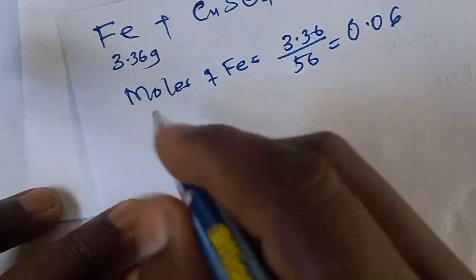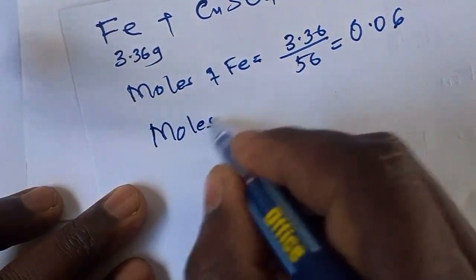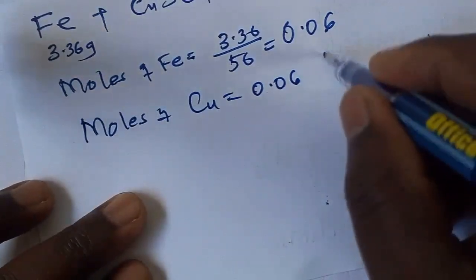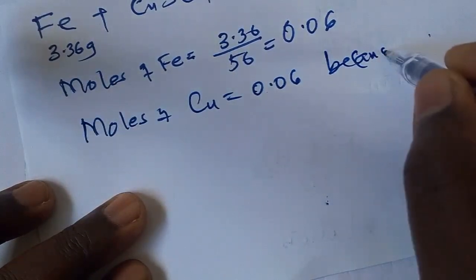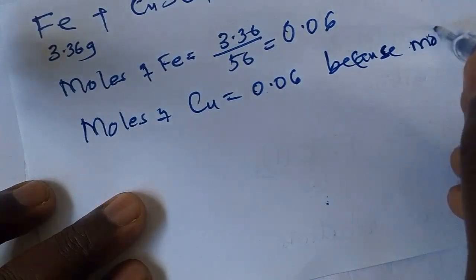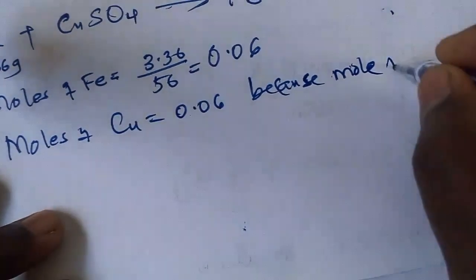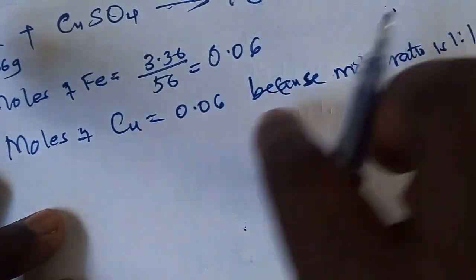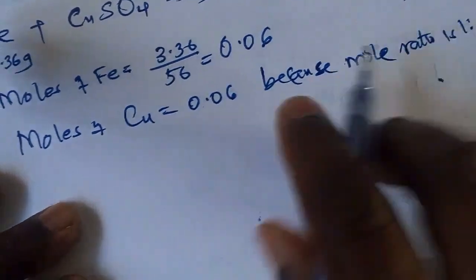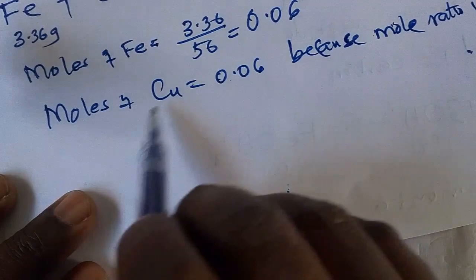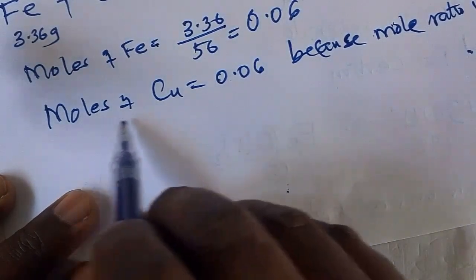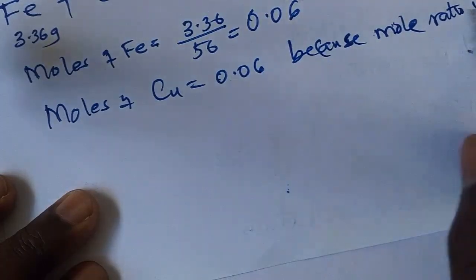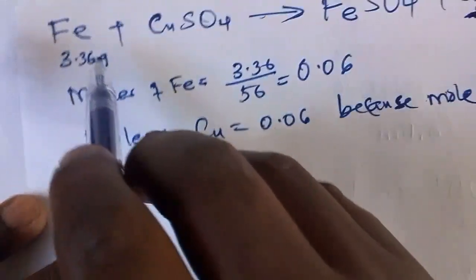So moles of copper is equal to 0.06 because the mole ratio is 1 to 1. This one I'm telling you, you don't need to write. You just write, when you understand this, that's why we are doing this. We are saying moles of copper is 0.06. Why? We know that the ratio is 1 to 1. That's why it was important for you to write this equation.